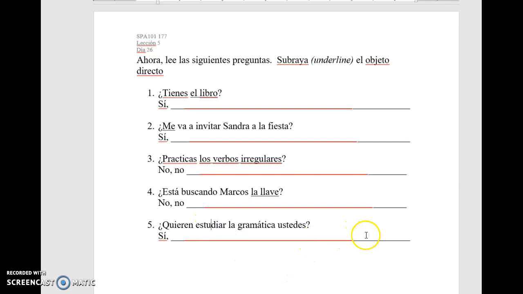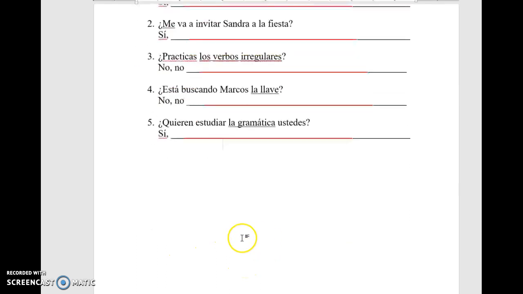¿Quieren estudiar la gramática ustedes? So you should ask yourself, ¿qué quieren estudiar ustedes? What do you want to study? La gramática. Okay? So we'll return to this exercise in just a little bit, but I just want to make sure that you are able to identify what the direct object is in English statements and then what it is in Spanish statements, because it's the same thing. The function has not changed.